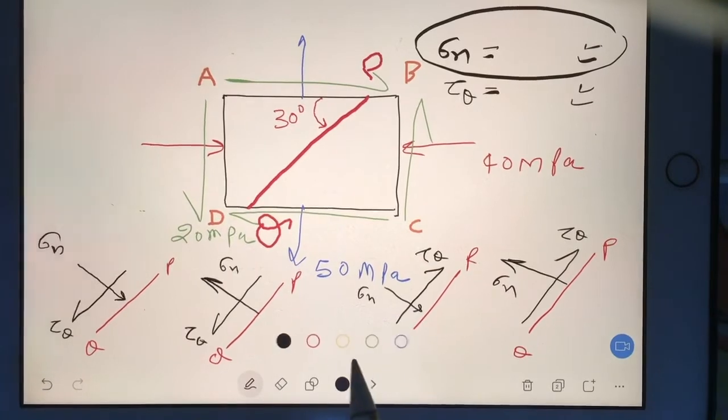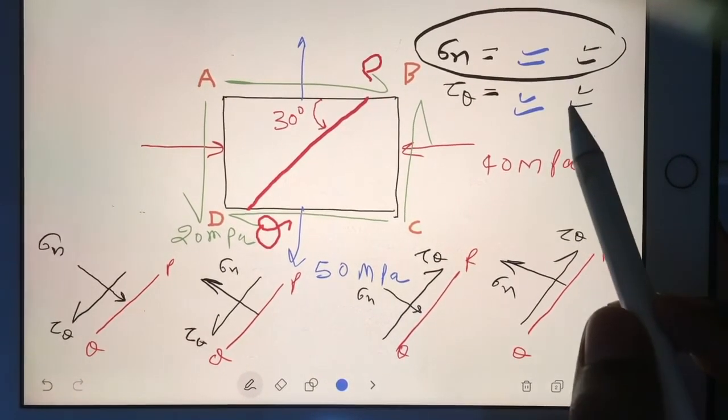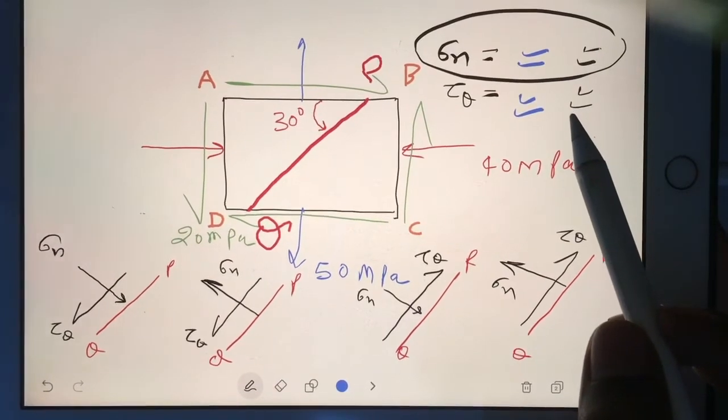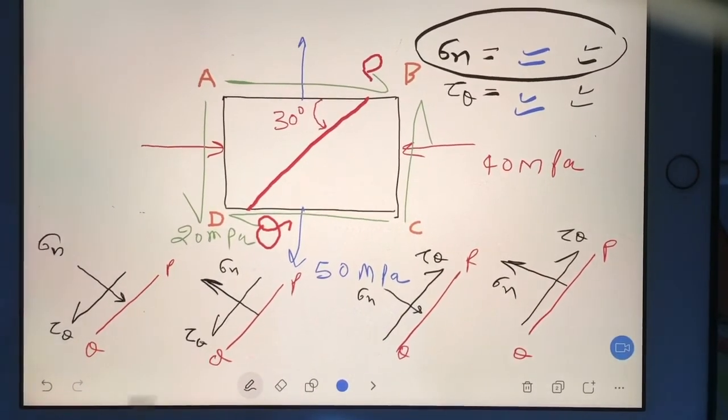Now first you find out this sigma n and tau theta using Mohr circle. You have to find it out, not using the formula, and then tick which option is correct.